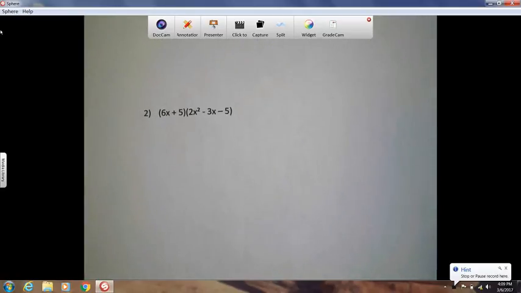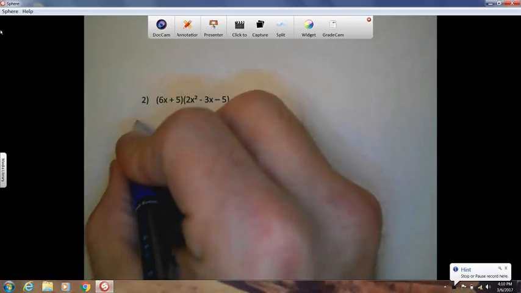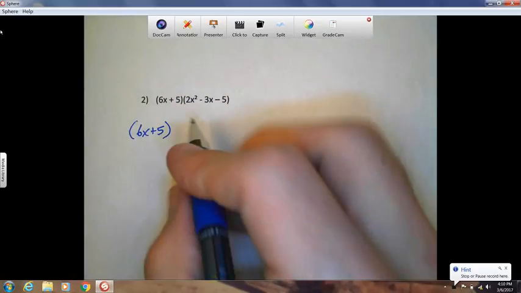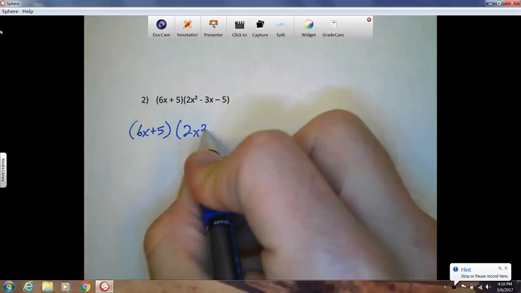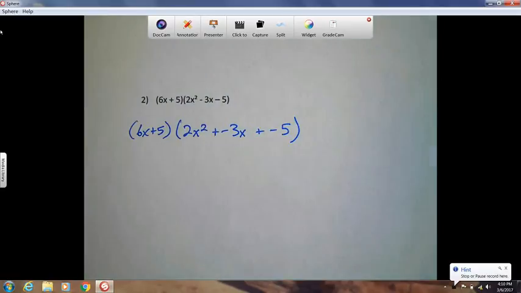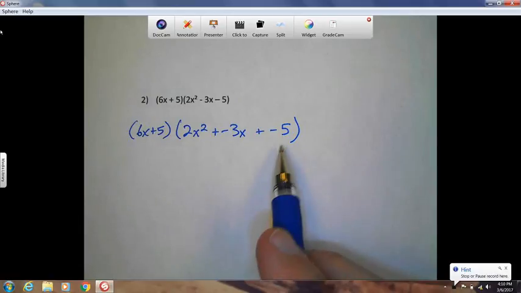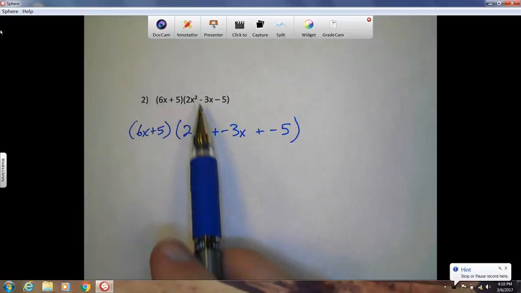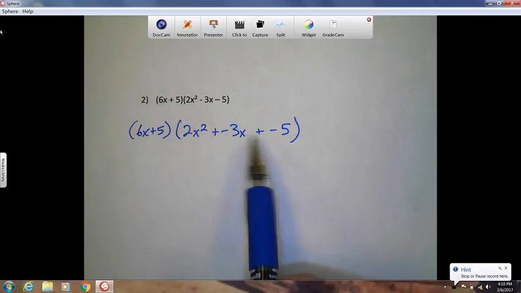Okay, let's look at this one. This one's a little bit bigger. I'm going to show you a different way. Well, actually, let me just rewrite it first. So I have 6x plus 5. This is a binomial, two terms. Here's a trinomial, three terms, but notice how I write this. Don't be confused by subtraction. Put negative 3x, negative 5.